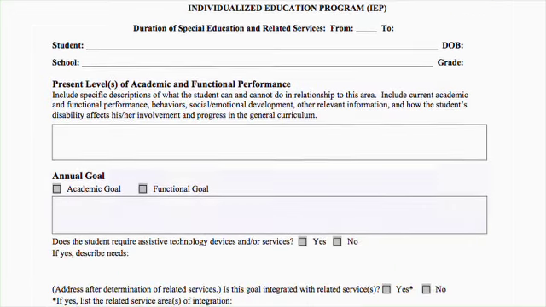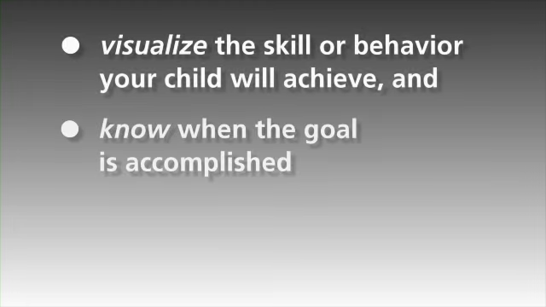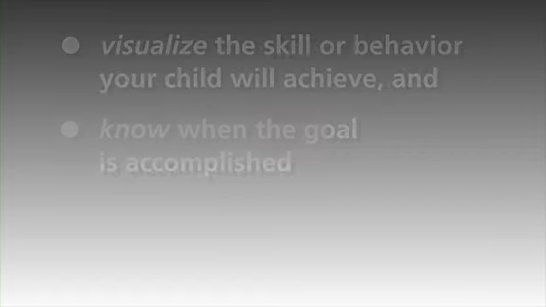Goals must be clearly written, understandable, and measurable. This means you should be able to visualize the skill or behavior your child will achieve and know when the goal is accomplished. It's very important that you understand the purpose and the function of each goal. If something's not clear, ask to have it explained.